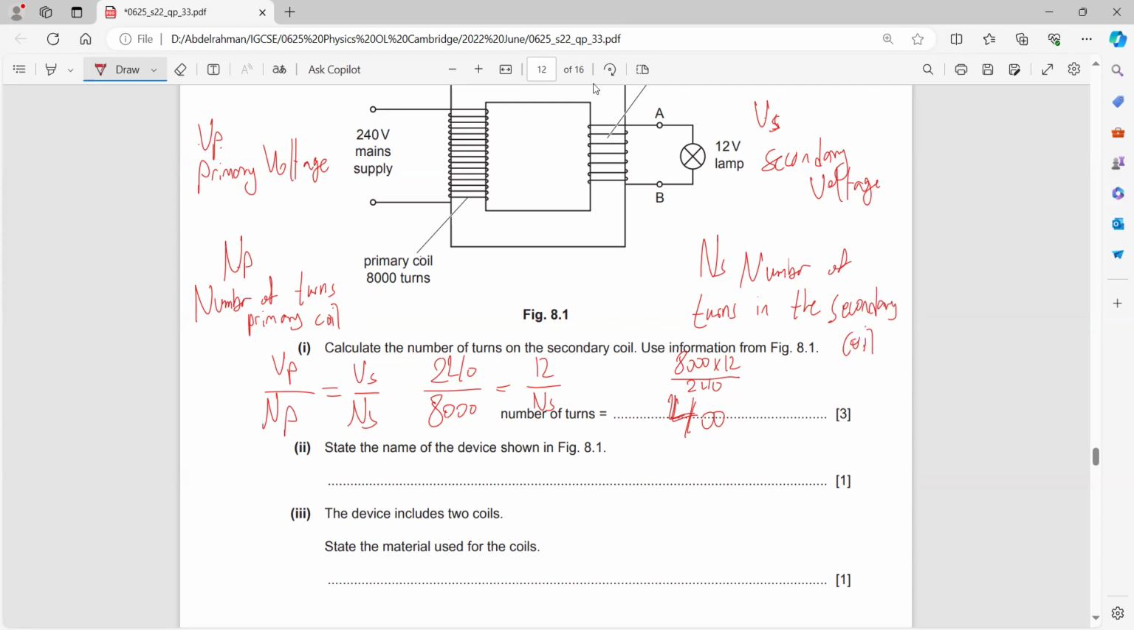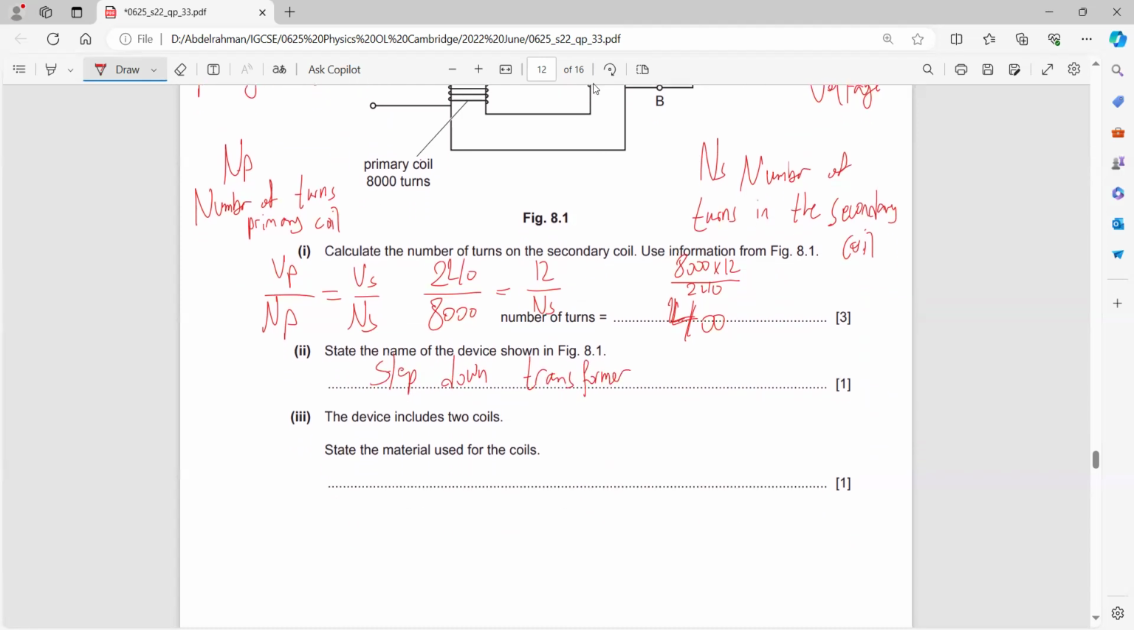State the name of the device shown. Step down transformer. Good. The device includes two coils. State the material used for the coil. Iron. Iron is wrong. Copper. For the coil I have to use copper.